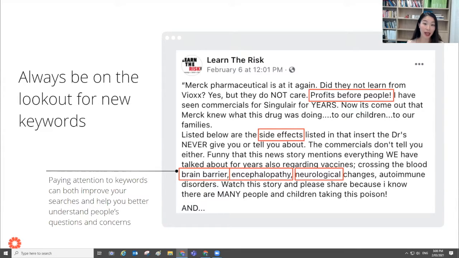And then you have side effects, also discussions about how vaccines may affect the brain barrier. It may lead to neurological changes, as well as encephalopathy, which is when an infection causes inflammation on the surface of the brain. So some of these medical terms are not something everyone would have heard of, and it may be a signal about new concerns that people have about vaccines. So this would be something that we should be tracking.